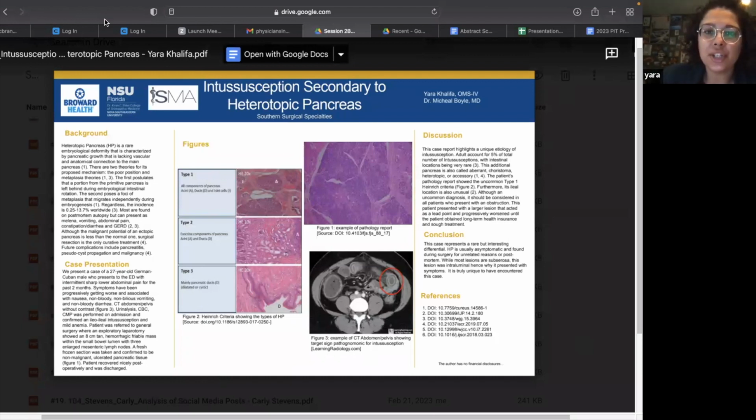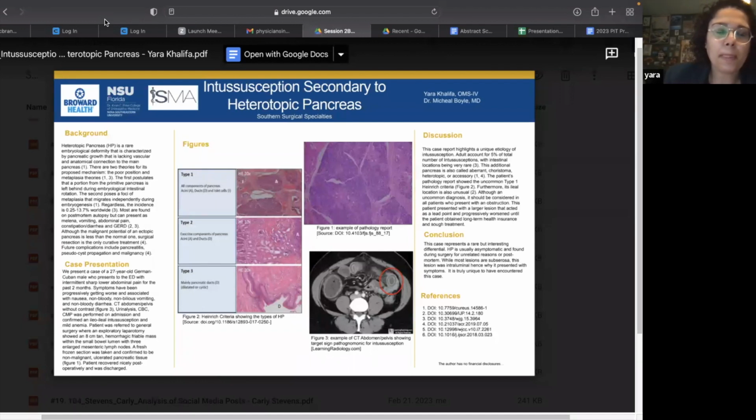My presentation is Intussusception secondary to heterotopic pancreas. So heterotopic pancreas, or HP, is basically when you have a pancreas, functional or non-functional, in an accessory area that is not where pancreas is usually found, and it can be found anywhere in the GI tract. It's actually a rare embryological deformity where pancreatic cells are misplaced, and they continue to grow into adulthood.